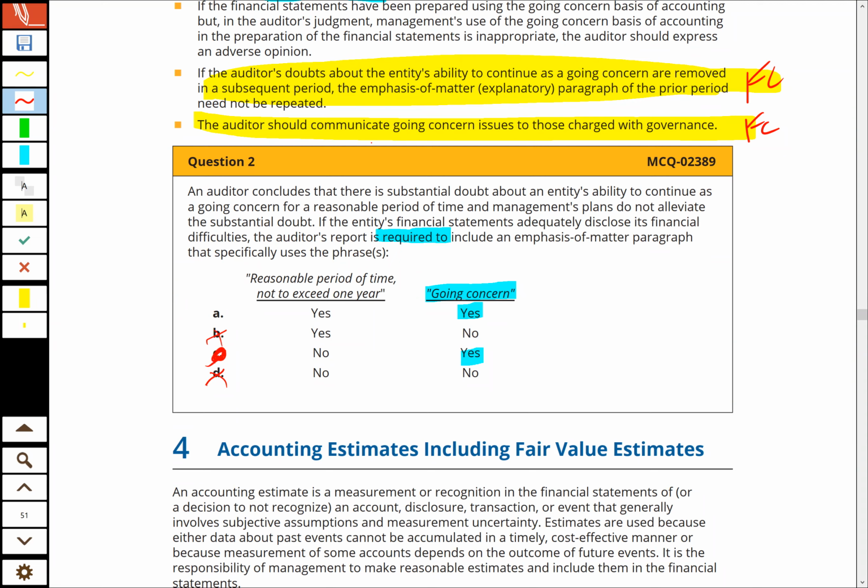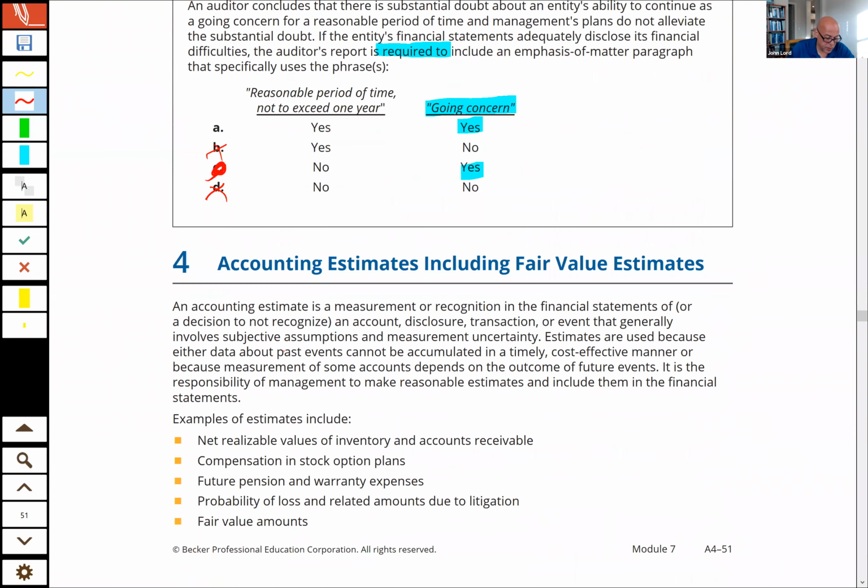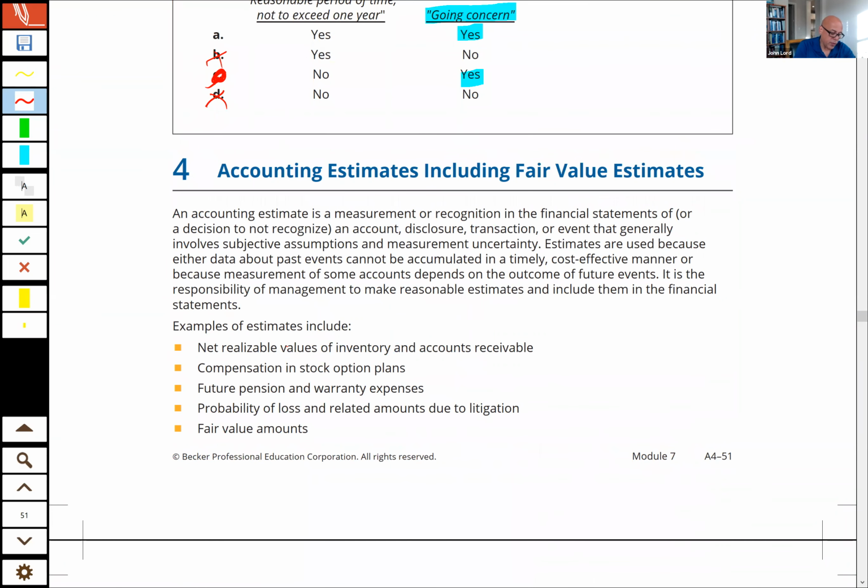Question? Okay, good. Let's go ahead and take a look at accounting estimates. When you have an accounting estimate, what was the word that we always saw that went along with estimate? Recalculation. Recalculate. Good. That's the procedure.